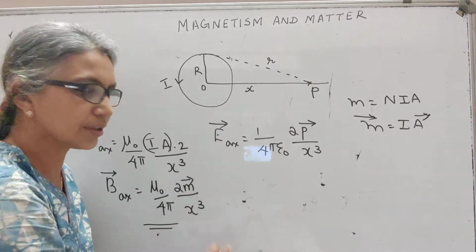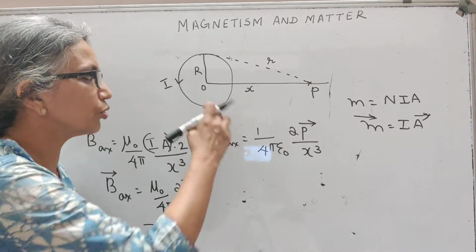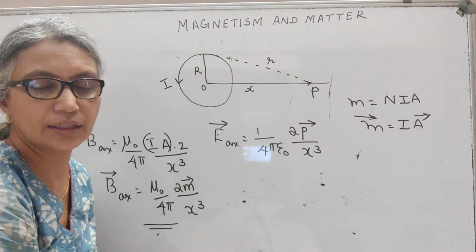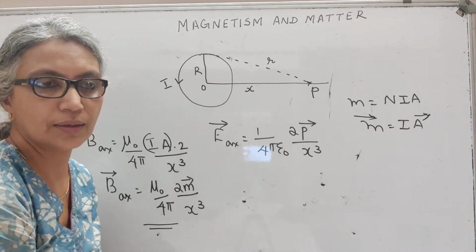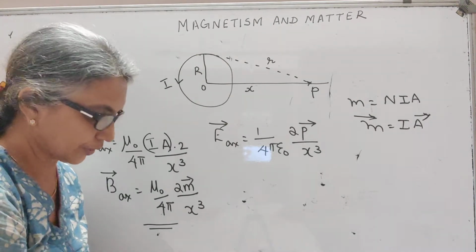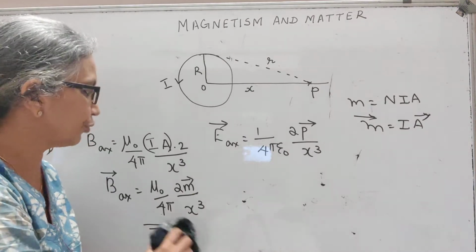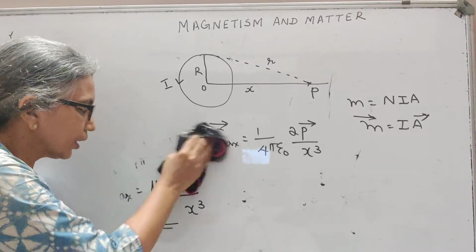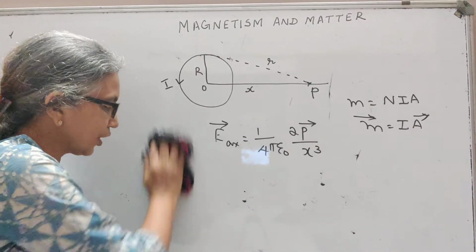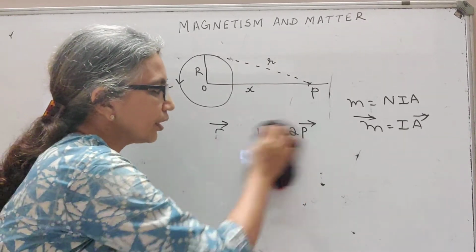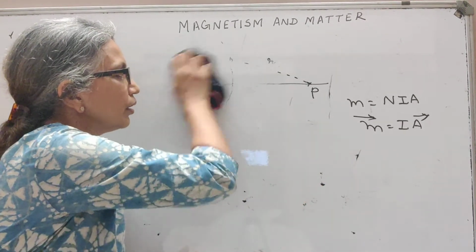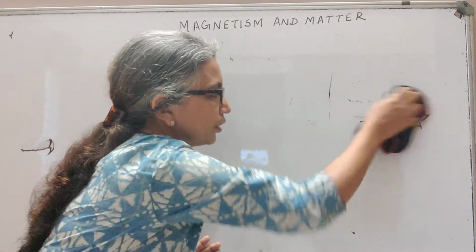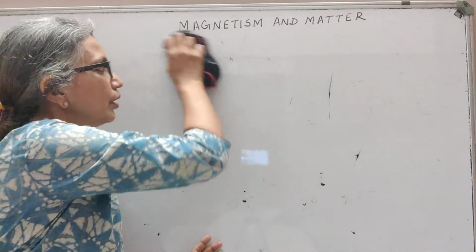So since the two equations are analogous, we come to the conclusion that a circular coil that is carrying current also behaves like a magnetic dipole. So that's the first topic in this chapter for you, magnetism and matter. The next topic that we have in this chapter, they're asking you to derive an expression for the magnetic moment or dipole moment of a revolving electron.